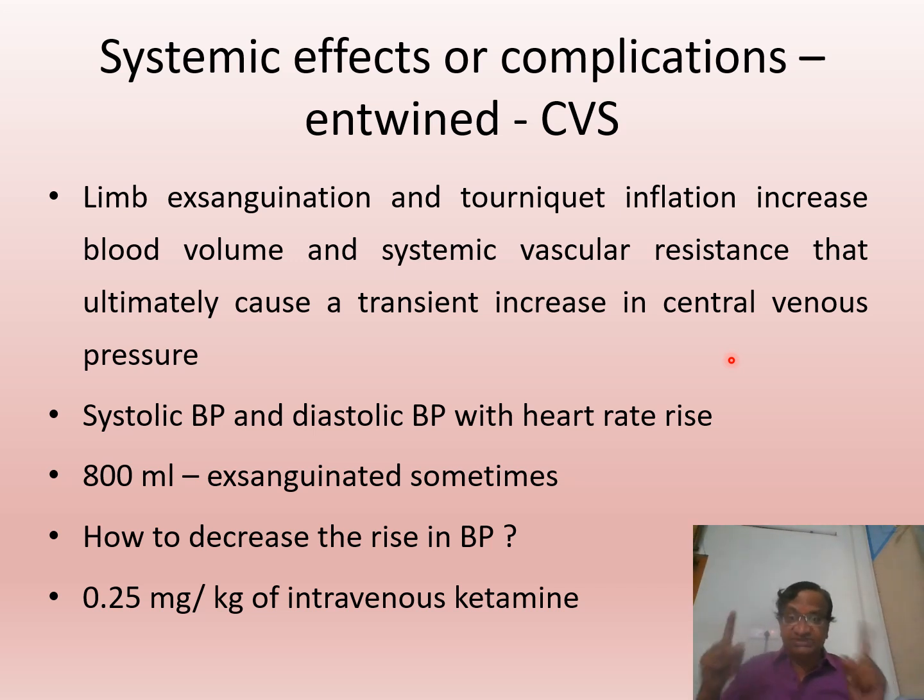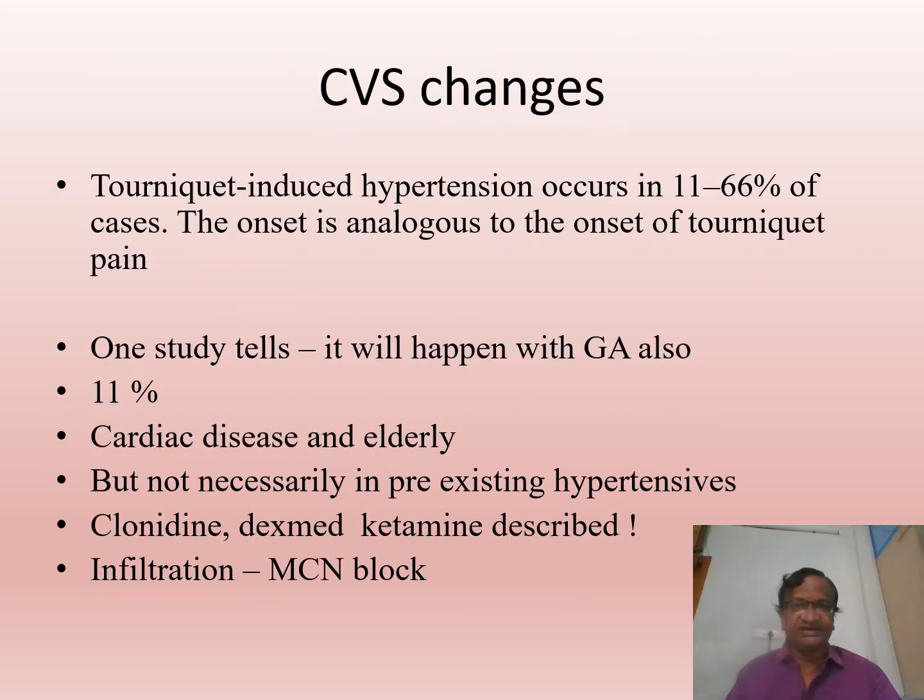Sometimes some surgeons will do total knee replacement both sides, 2 teams, and we have tourniquet both sides, and 800 plus 800, 1600 ml, and the patient will land up in pulmonary edema. So you can give. See, it is a question of tourniquet pain causing these things many times. So sometimes ketamine may be effective. The onset is analogous to the onset of tourniquet pain. That is why the BP rises. It will happen with the GA also. Cardiac disease and elderly, be careful.